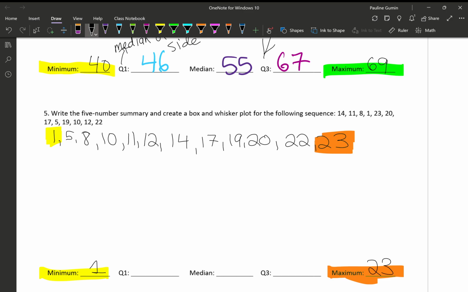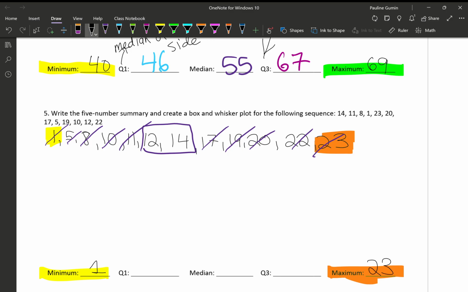Now let's find the median. So I'm going to cross one number off of each side until I'm either left with 1 in the middle or 2 in the middle. What did I do wrong? 1, 2, 3, 4, 5. 1, 2, 3, 4, 5. Oh, I didn't do anything wrong. I'm just crazy today. Sorry, guys. All right, so we have 12 and 14 in the middle.